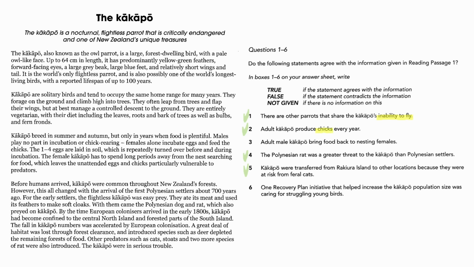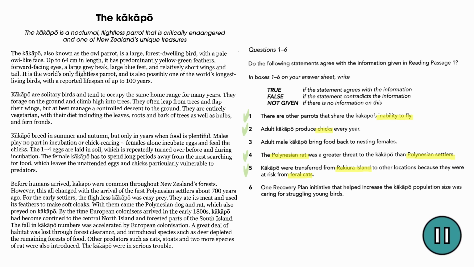Number 4. The Polynesian rat, oh yeah, that's a name, was a greater threat to the kakapo than Polynesian settlers. Yes, we highlight both and probably will find these exact words in our passage. And number 5, kakapo were transferred from Rakiura Island, yes, to other locations because they were at risk of feral cats. Well, highlight feral cats too. So these keywords are unlikely to be paraphrased because these are names.